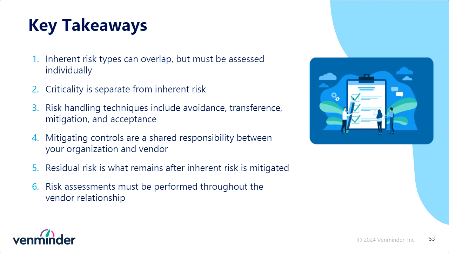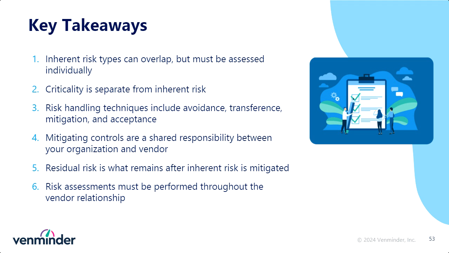I've covered a lot of topics today, but here are some key takeaways that I think are worth mentioning. First, inherent risk types can overlap, but you should always identify them individually. Criticality is separate from inherent risk, and there are 4 risk handling techniques: avoidance, transference, mitigation, and acceptance. Mitigating controls are a shared responsibility that you and your vendor should implement, and residual risk is what remains after the inherent risk is mitigated. And those risk assessments should be performed throughout the vendor relationship on a frequency that correlates to the inherent risk rating.